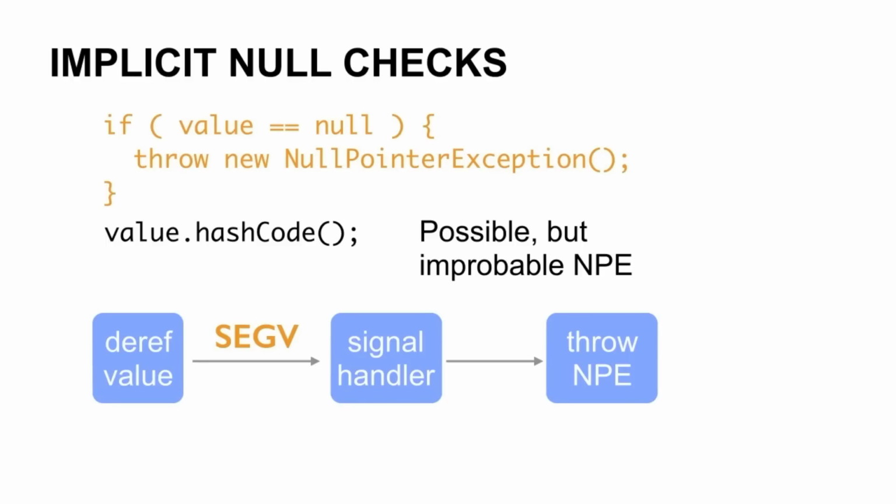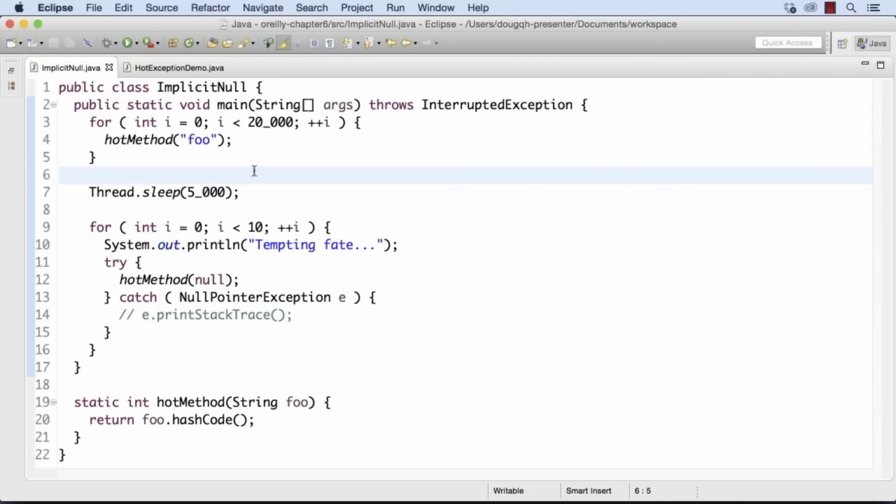Let me show you. I have an implicit null example that calls a hot method 20,000 times inside of a loop. First with the string foo, and the hot method's just returning the object's hash code. And then we sleep for 5 seconds to let the compiler kick in, and then I assert that I'm tempting fate by calling it with null.